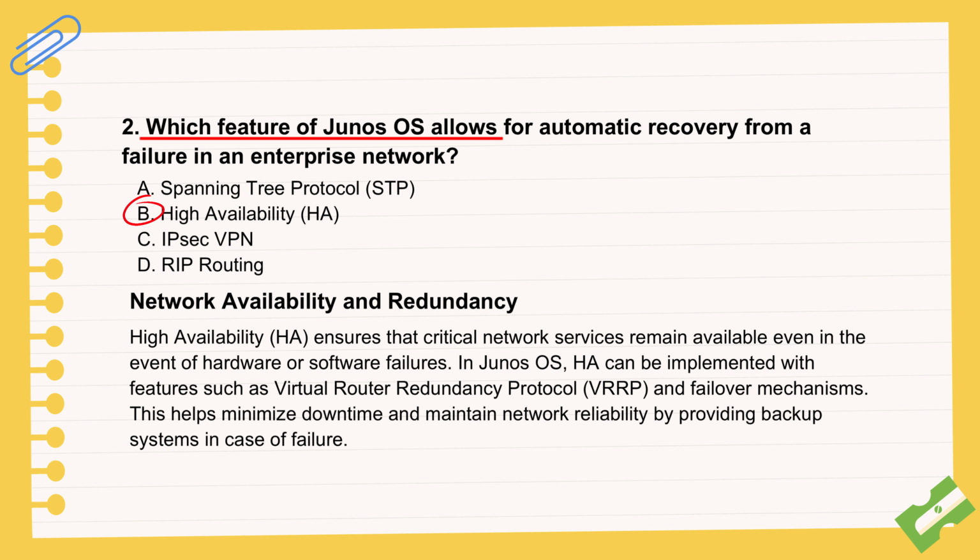Right. And the explanation says HA in Junos is specifically for that automatic recovery. One device fails, another one takes over, seamlessly, ideally. Minimizes disruption, like having a hot spare ready to go. So the underlying concept is network availability and redundancy. Spot on. HA is a mechanism to achieve high availability, and redundancy, having backup parts or paths, is what makes HA possible. Junos has different ways to do HA too, so understanding the specific implementation matters for failover.